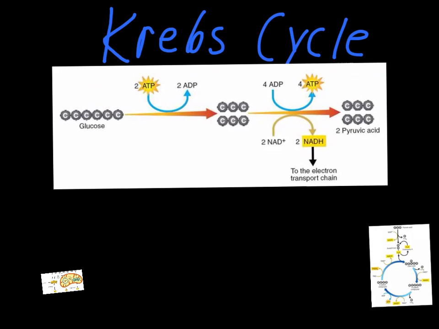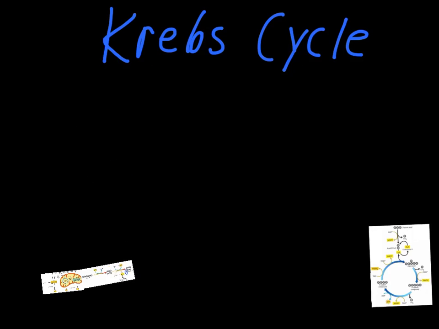Remember, this one's showing you that you get two pyruvic acids at the end. It's very important to remember that there are two of them. That's one of the things that we'll focus on today when we're looking at the diagram for the Krebs cycle, is that there are some consequences of there being two pyruvic acids that are created during the process of glycolysis.